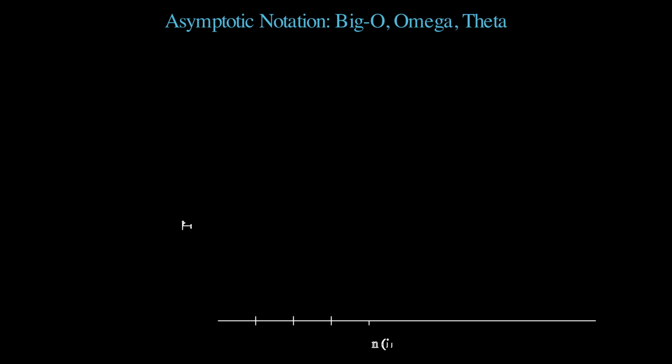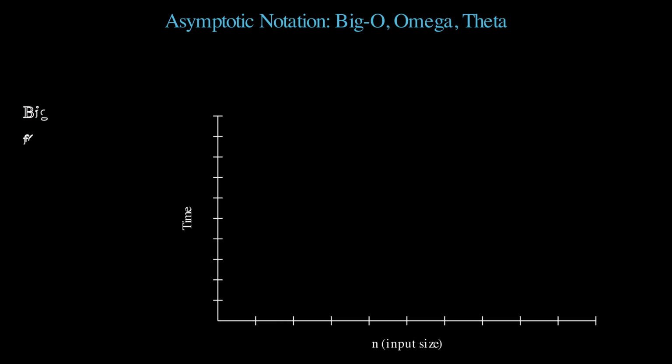Welcome to our exploration of asymptotic notation, where we'll learn about big O, omega, and theta notation, the fundamental tools for analyzing algorithm efficiency. Let's start by setting up our coordinate system. The x-axis represents input size n, while the y-axis shows the time complexity of our algorithms.